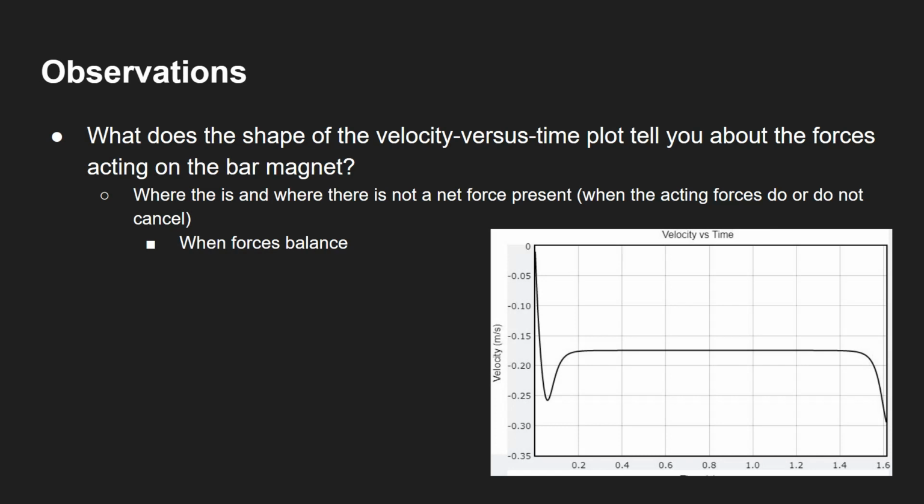You can tell when the forces balance out, so when there is or is not a net force. As you might remember, if there is a net force, there's going to be a change in velocity, but if there is no net force, there's going to be constant velocity. As you can see here, the forces are unbalanced, so there is a net force outside of the aluminum foil. Then there is a constant velocity, so the forces are balancing, and when it exits, there is a net force again.